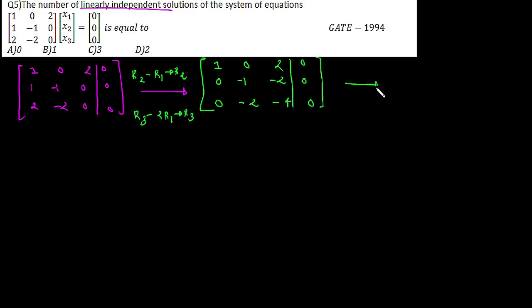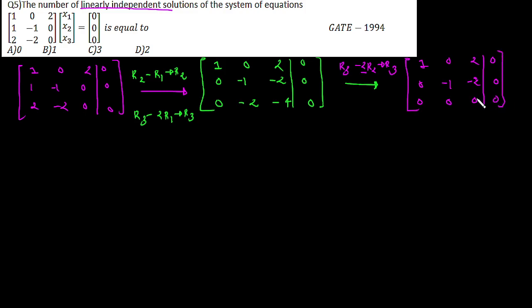Now we have to do one further row operation to reduce this matrix further. R3 minus 2 times R2 gives new R3. After this operation, the second row will remain as it is. In the third row, the first entry is 0. Here we have minus 2 and we get plus 2 from the second row because we multiplied with minus 2, so here we get 0. Here we also get plus 4, already we have minus 4, so again we get 0, and here we also get 0.